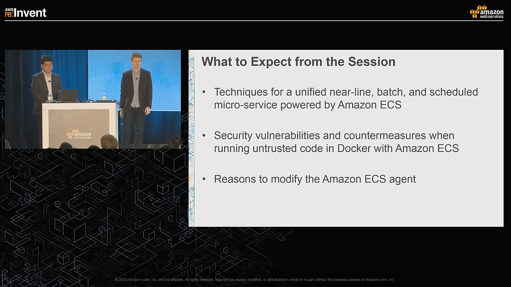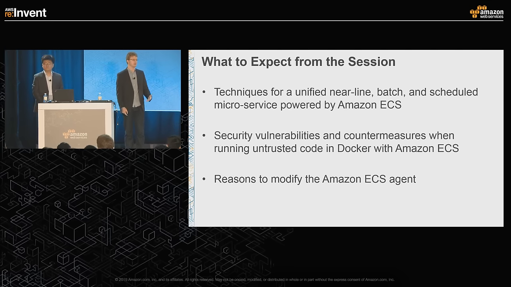We hope you take away from this session a number of techniques for a nearline, scheduled and batch microservice powered by Amazon ECS. Additionally, we will be discussing a number of security vulnerabilities and countermeasures when running untrusted code within Docker and on Amazon ECS. And so we hope you learn some of the defenses that you can apply in your own usage of Docker.